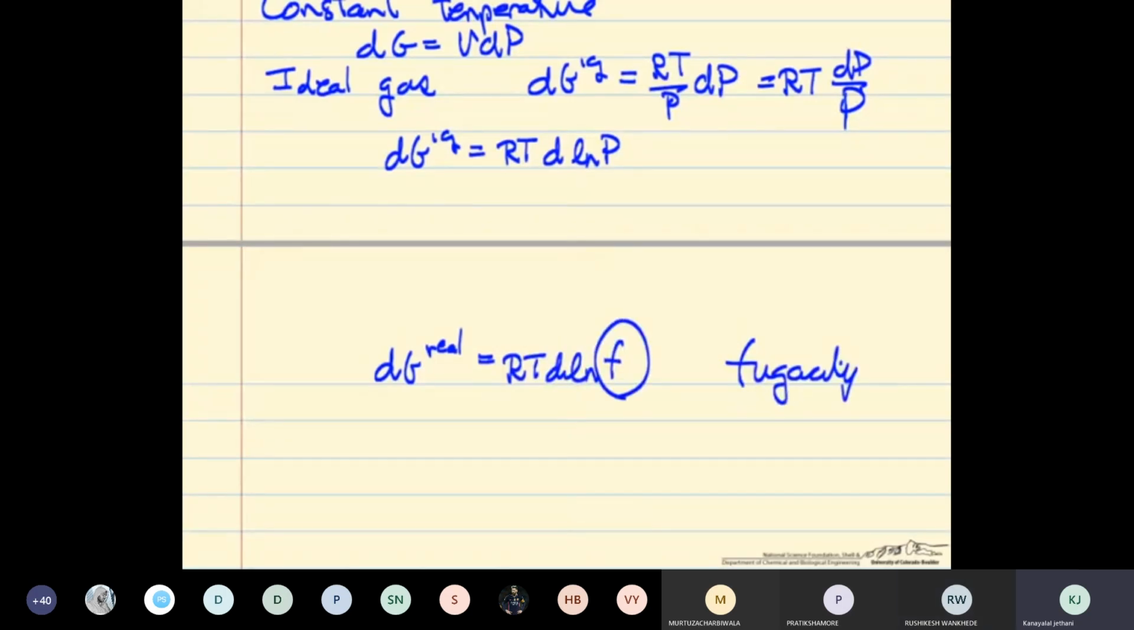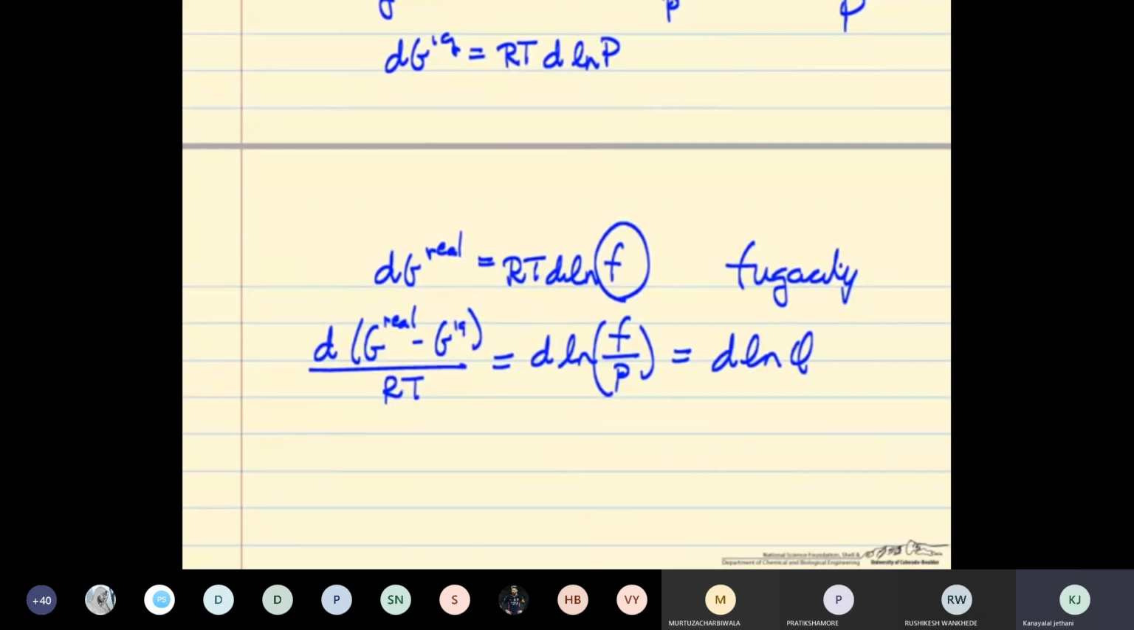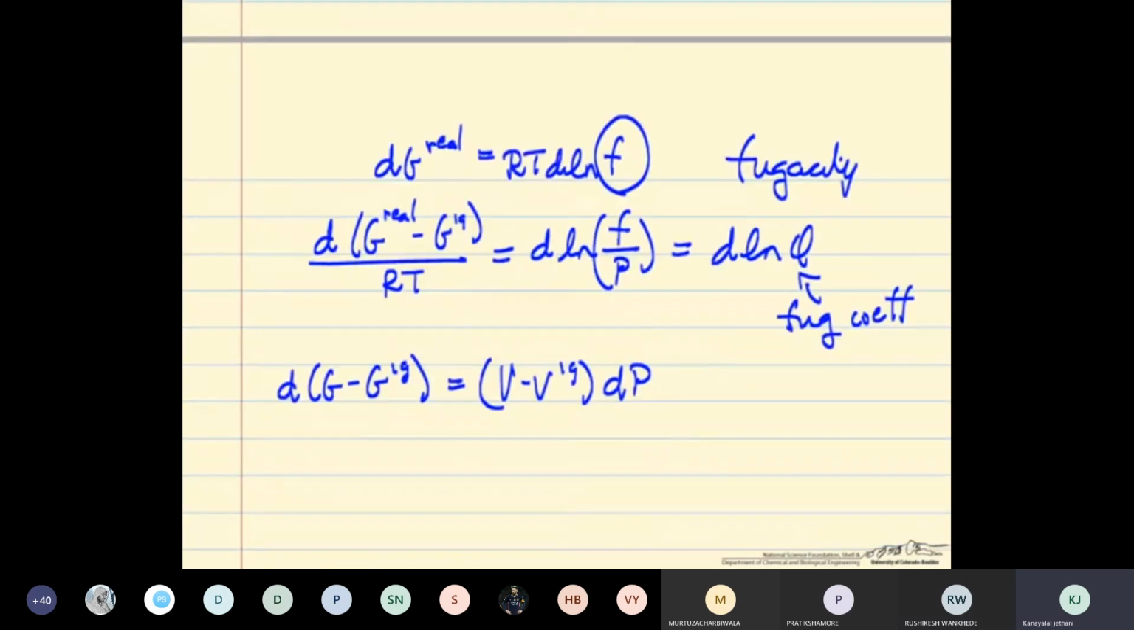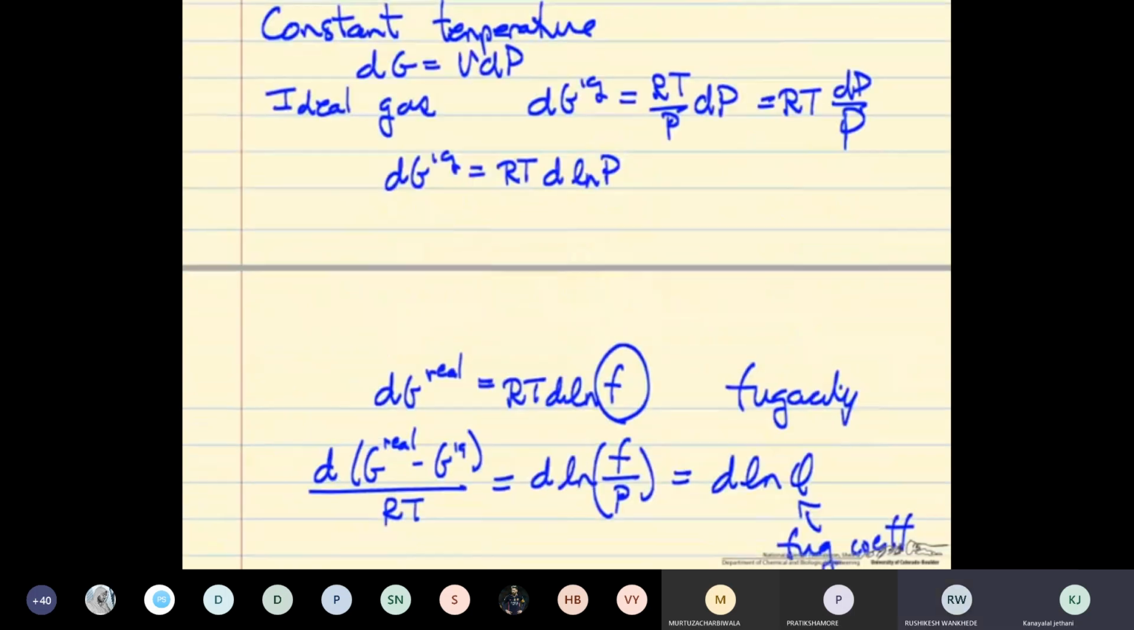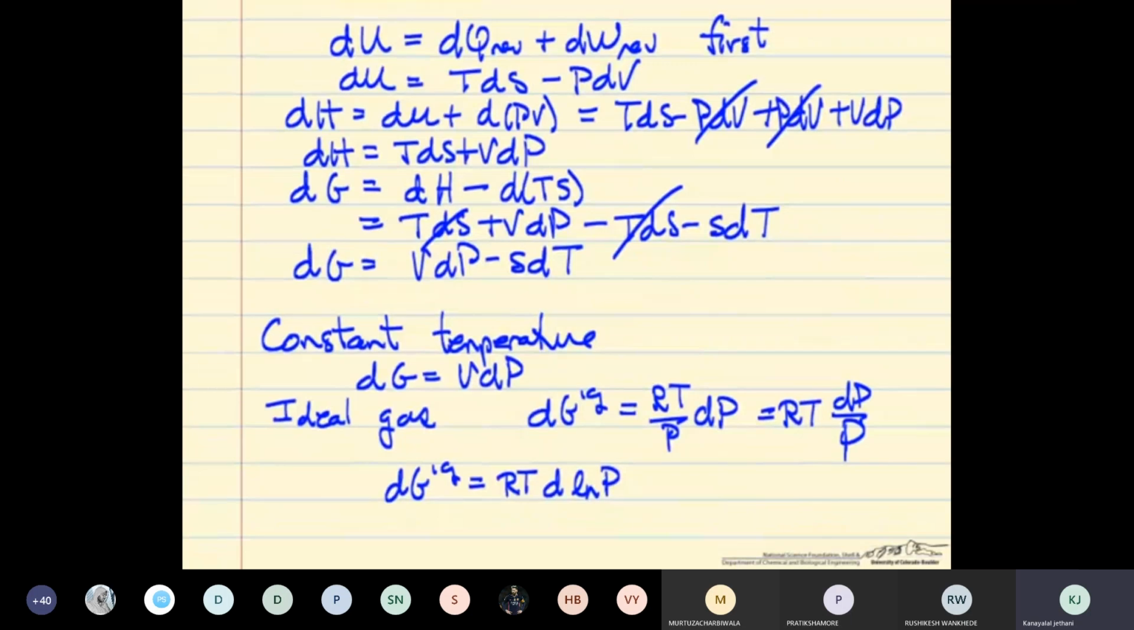It's the value we put in here to make the Gibbs free energy change correct for gas. So if we were to subtract these two equations, the real and the ideal, and just divide by RT to make it dimensionless, on the right side we'd have d log fugacity over pressure, and this is the fugacity coefficient, a dimensionless variable.